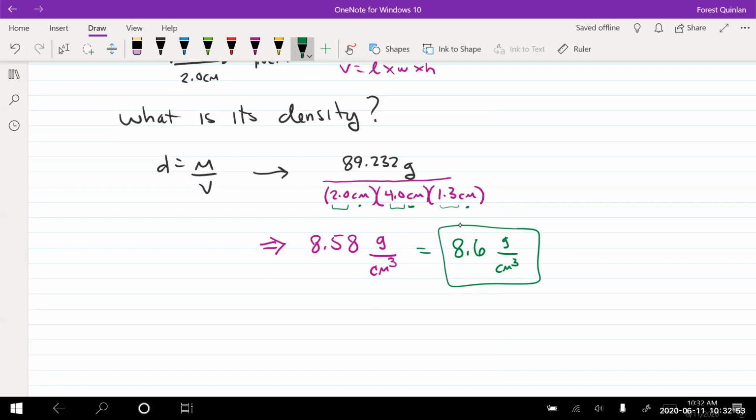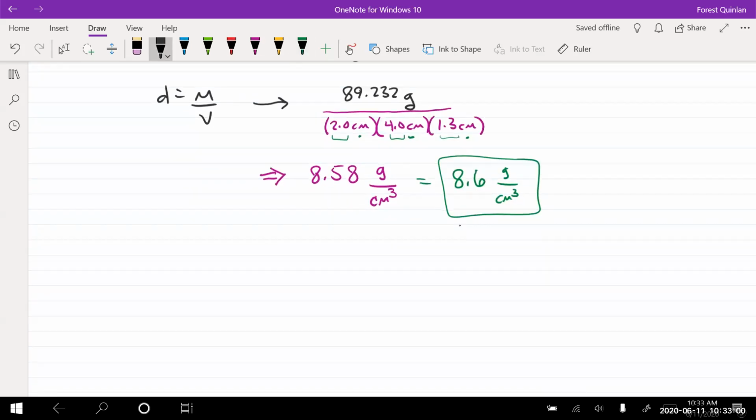Now, Frank, the other reason why I caution you is if you had done this: 89.232 divided by your 10.4, and you got your 858 and you weren't careful, how many sig figs would you have used? 3. Yeah. So that's the danger there.